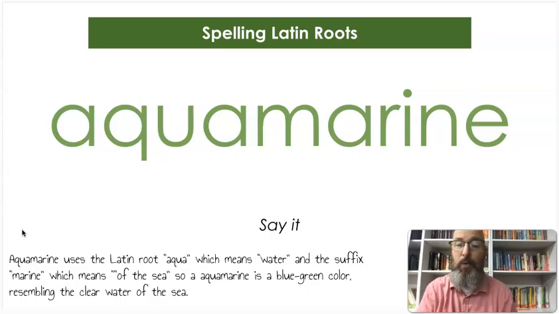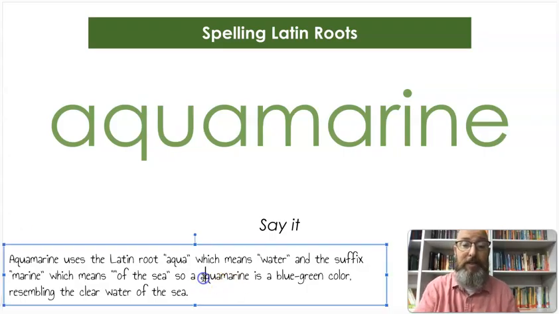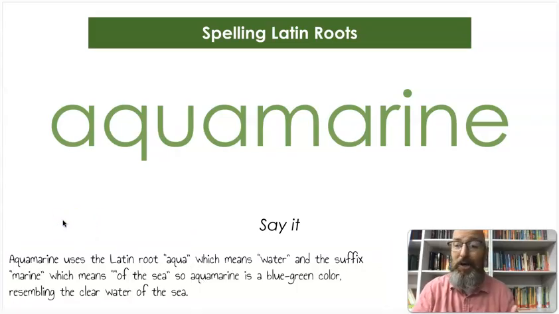Our next word is aquamarine. Say aquamarine. Aquamarine uses the Latin root aqua, which means water, and the suffix marine, which means of the sea. So aquamarine, which we know is a color, is a blue-green color resembling the clear water of the sea.